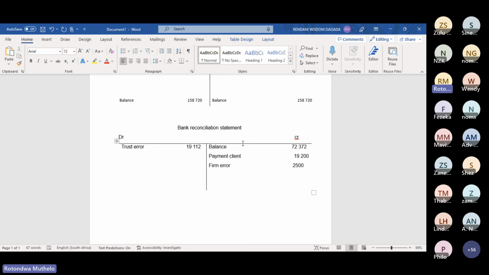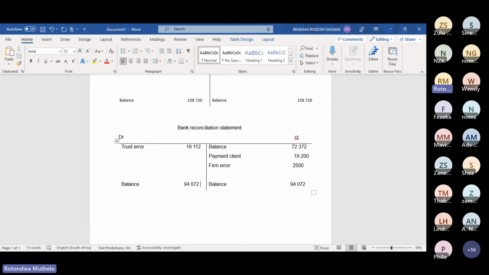Obviously, the side that has more when we add the amounts together is the credit side, because we add 72,372 plus 19,200 plus 2,500, which gives us 94,072. And that is more than 19,000. So this is going to be the balance for both columns. It's always the balance for both sides.